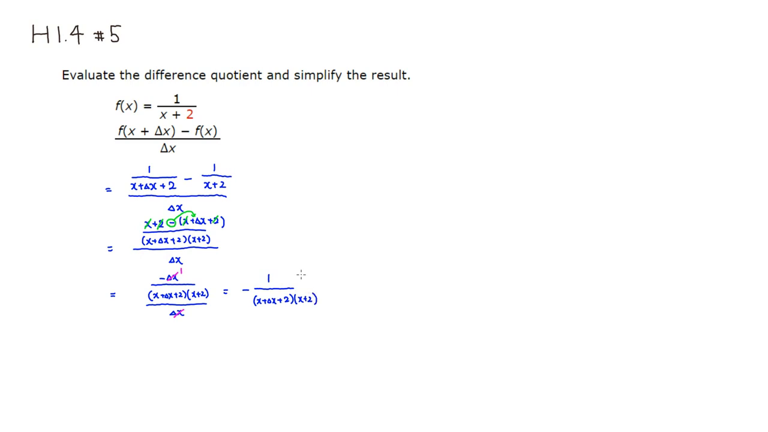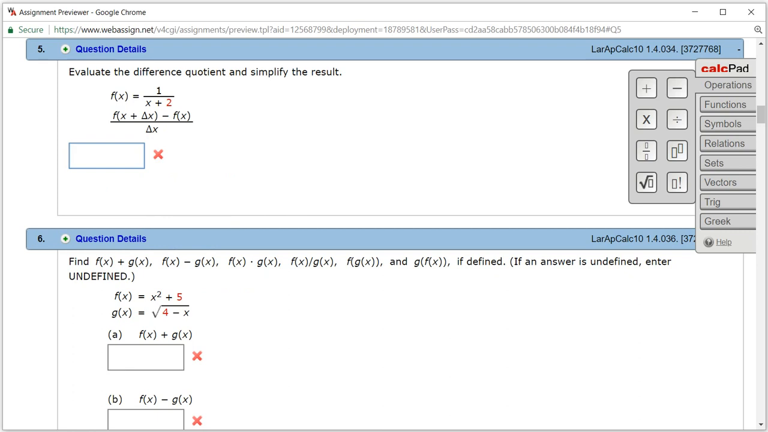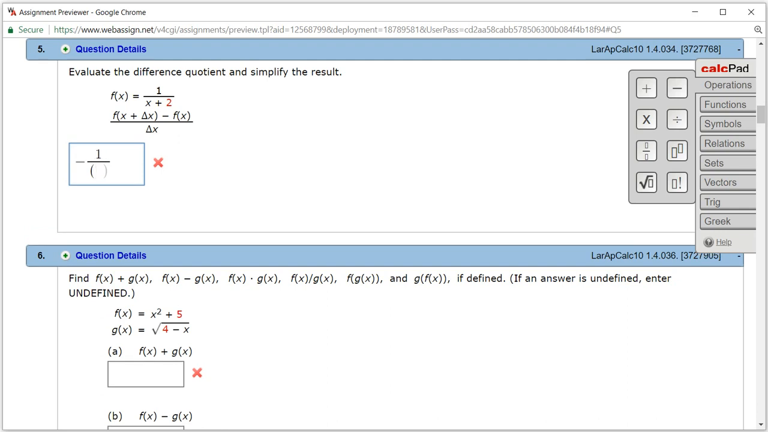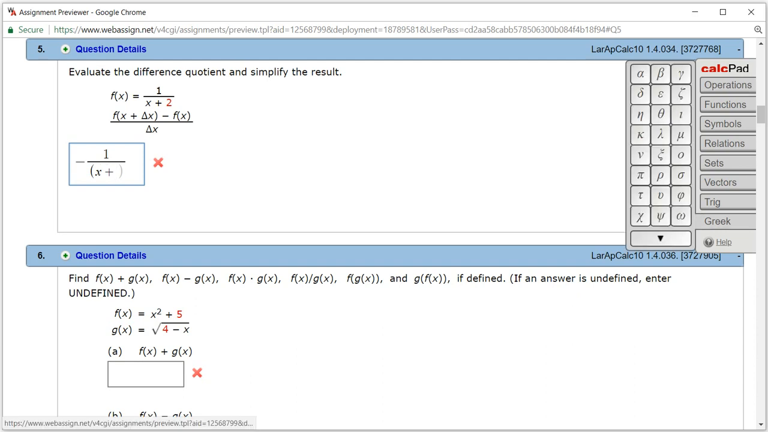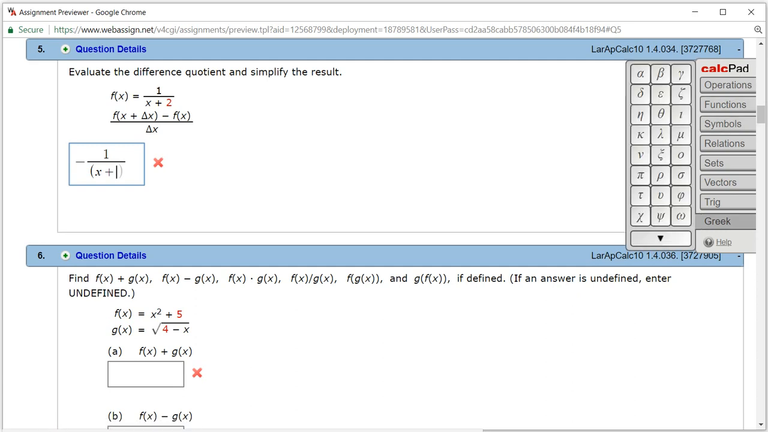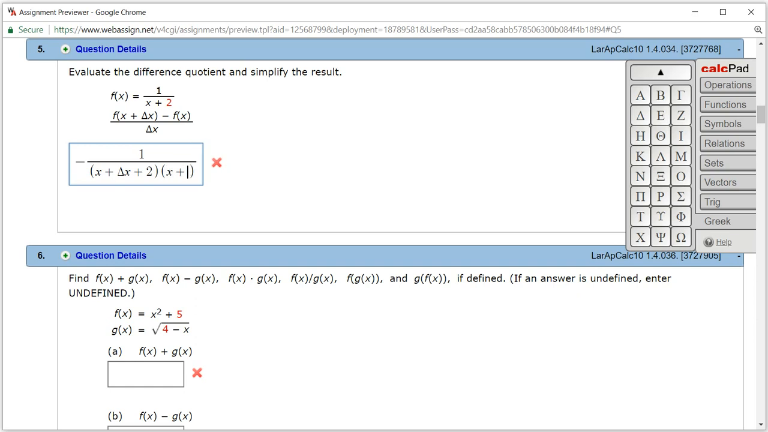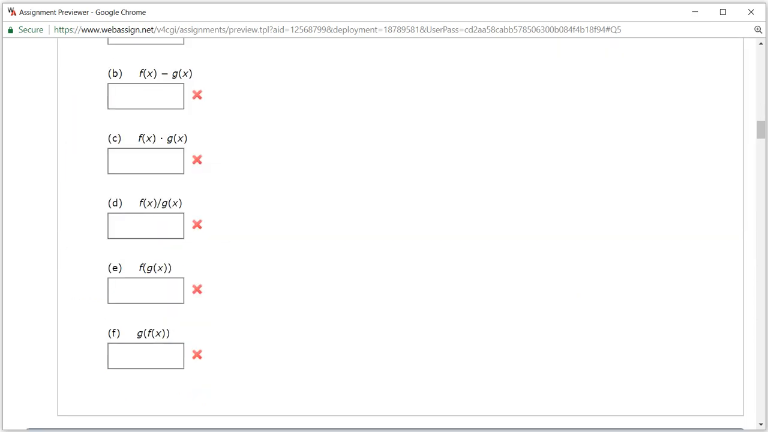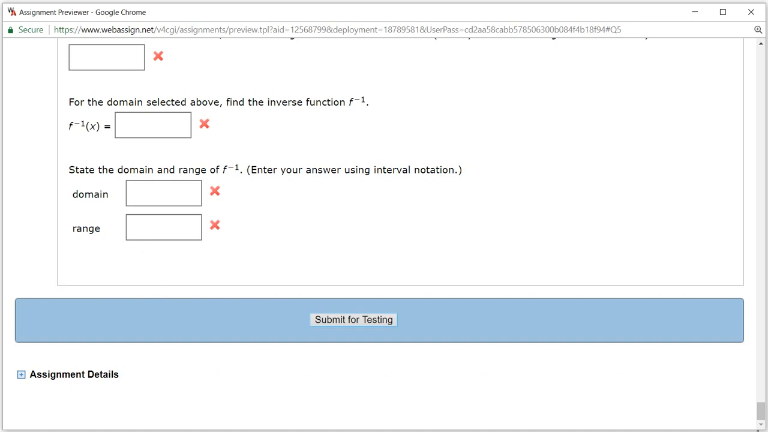All right, let's type it in. What we got was negative 1 over quantity x plus delta x. It's going to be in the Greek letters maybe. There should be delta, let's see, symbols maybe. I can't find it, oh, maybe more. Oh, here, there should be delta here. Delta x plus 2, then you have x plus 2. So let's go down and submit for testing.